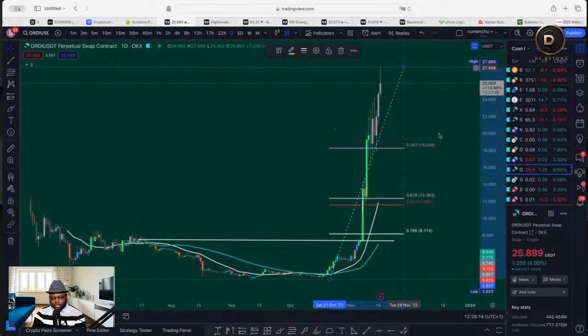The next retracement for Audi that we can expect is at $18, and the golden pocket, this area here, at $12. So we can expect Audi to retrace back to $12. So be careful, guys. If you are buying Audi right now, be careful, because the same way it went up, the same way it's going to go down. So be careful with that.